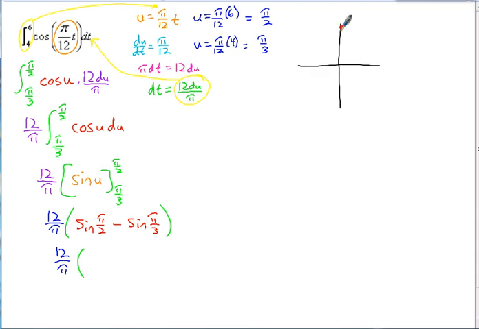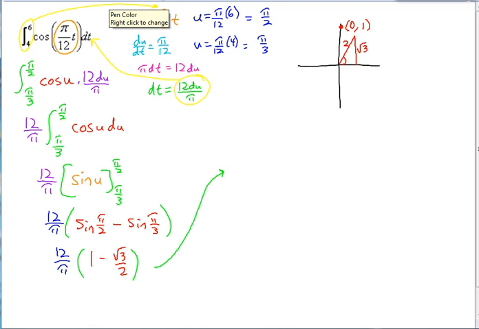Pi over 2 is right there on the unit circle. Sine is the y-coordinate, so that's equal to 1. Minus sine of pi over 3. That's like a 60-degree angle. Sine is the opposite over hypotenuse, so that'd be radical 3 over 2. So you could leave your answer like that. That'd be fine. That is correct. On free response, that'd be fine.